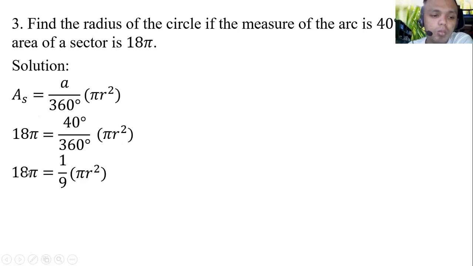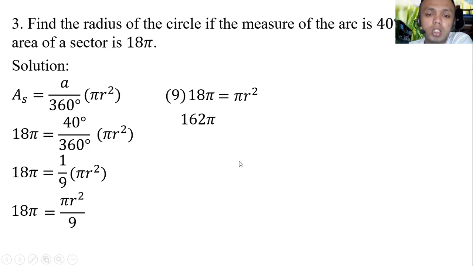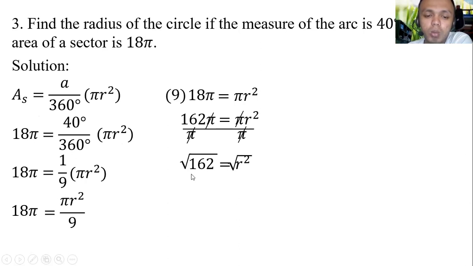Get the lowest term of 40 over 360, that is 1/9. Then we cross multiply: 18 pi times 9. 1 times pi r squared is pi r squared. Then 18 pi times 9 equals pi r squared. So 9 times 18 is 162. We have 162 equals r squared, cancelling pi. Then get the square root of both sides. What is the square root of 162? That is the radius.